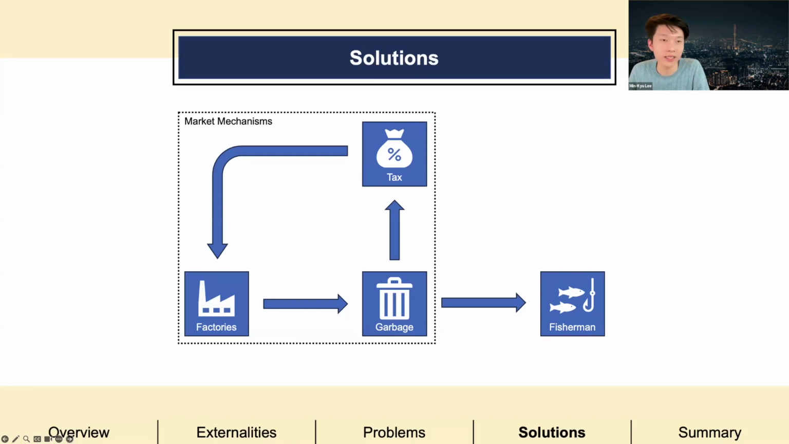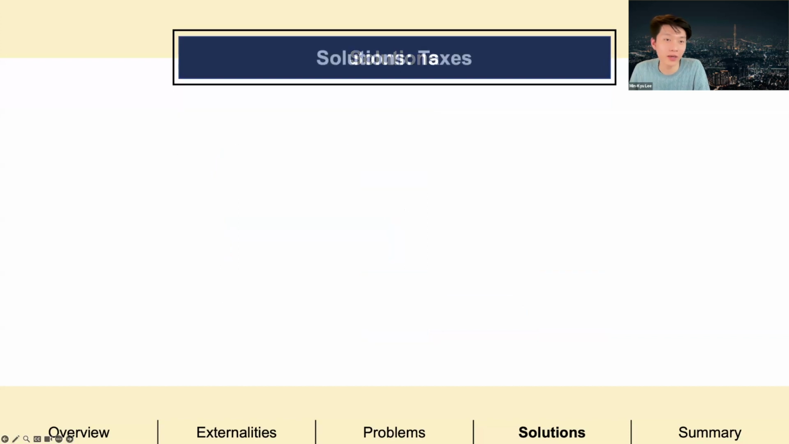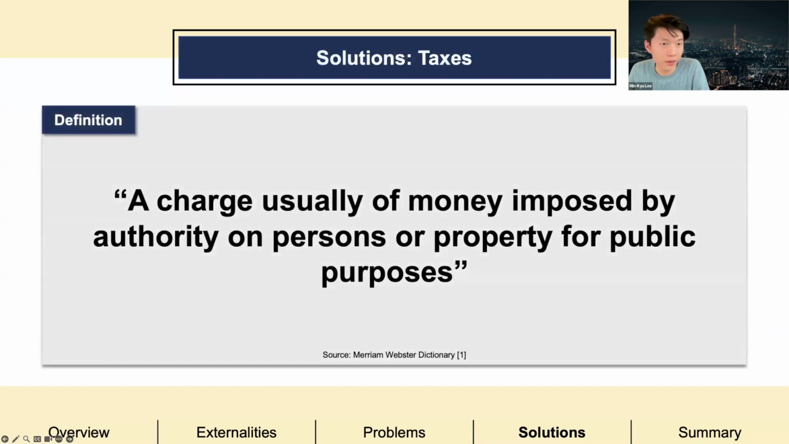And so quickly, let's review what a tax is. According to Merriam-Webster, it's a charge, usually of money, imposed by an authority, in this case usually the government, on persons or property for public purposes. The public purpose in this case probably is that the government wants to get rid of the externality, or not get rid of it, but to bring it into market mechanisms so that we are producing at an optimal amount.